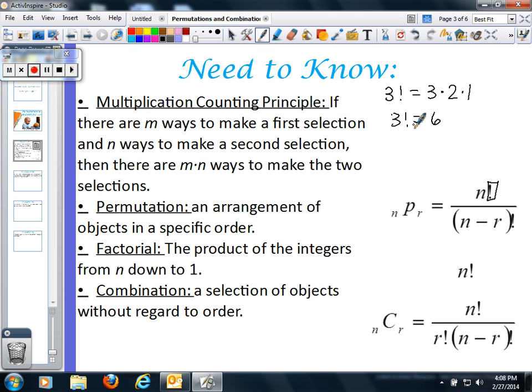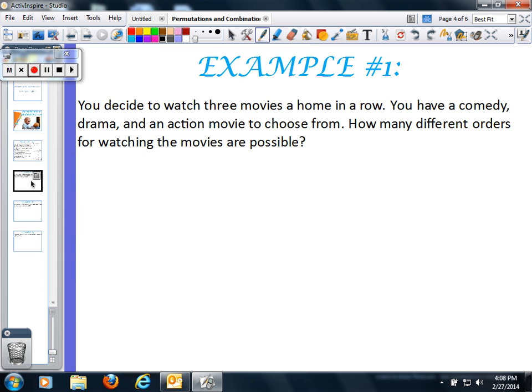Alright, now a combination is a selection of objects without regard to order. So with these specifically, there is no order to it. You're just picking from a group and you're picking a bunch of stuff out. In this case, you're choosing n items, and you're choosing them r at a time, and it would be n factorial over r factorial times n minus r factorial. Really, with this kind of stuff, it's really just doing some examples and learning how to do it, okay?